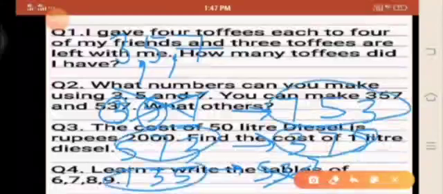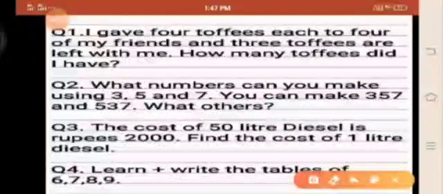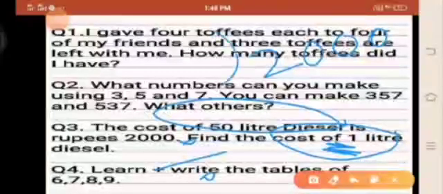Is it clear? Okay. Next question is, the cost of 50 liter diesel is rupees 2000. Find the cost of 1 liter diesel. Children, cost of 50 liter diesel, it is already given. Cost of 1 liter. For 1 liter, what do we do? Division. So 2000 you will divide with 50 and you will get your answer. Is it clear to you?